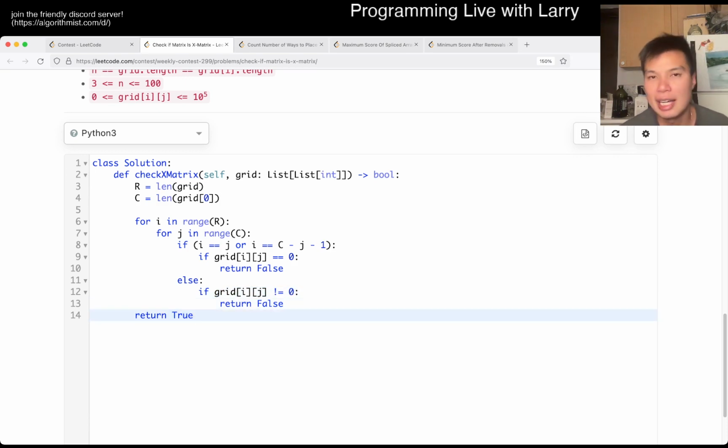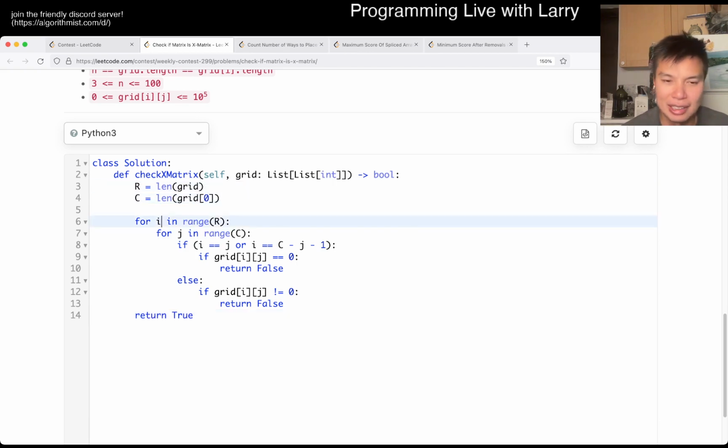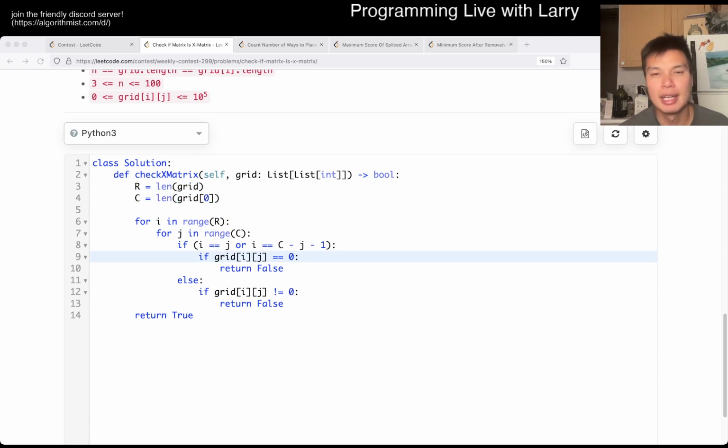This is linear in the size of the input, which is r times c, or r squared, or n squared, depending on how you say it. So this is linear. In terms of space, this is constant space. I only use r, c, i, and j. And that's it. Let me know what you think.